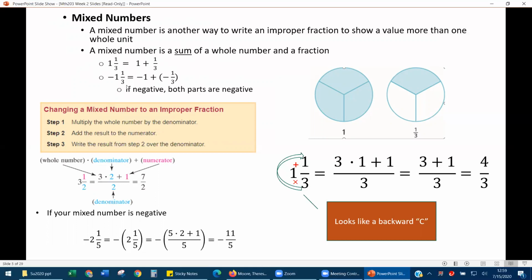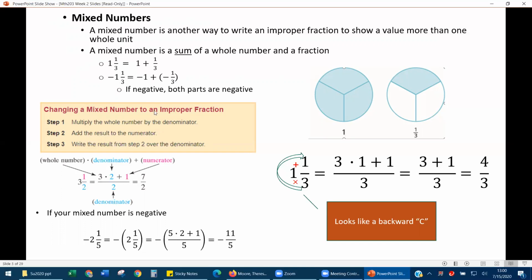So if your mixed number is negative, then both of those pieces are negative. If you were to show it as a sum, it would be a -1 and a -1/3. Both parts, both the whole number portion and the fraction portion, are negative.